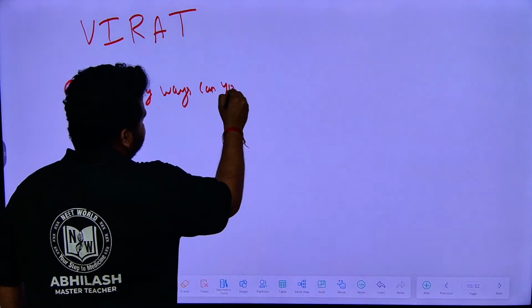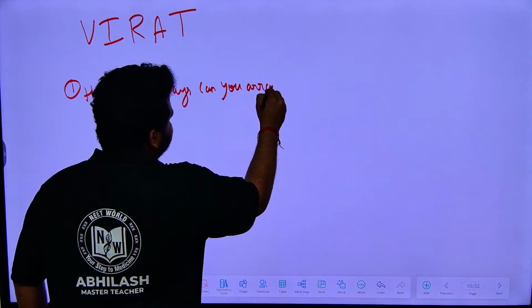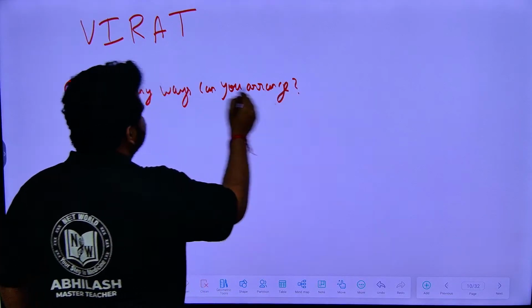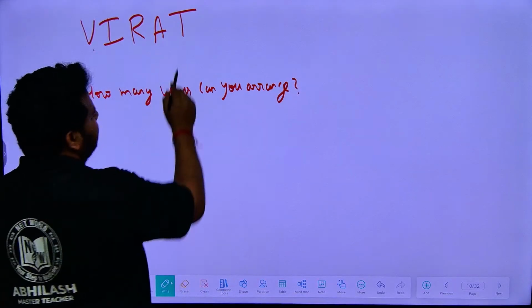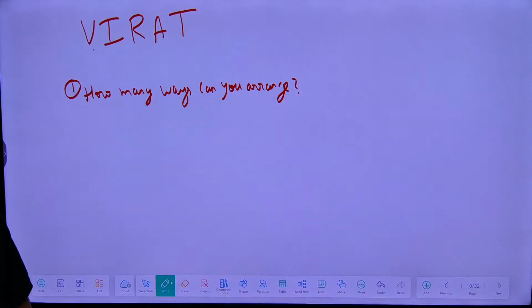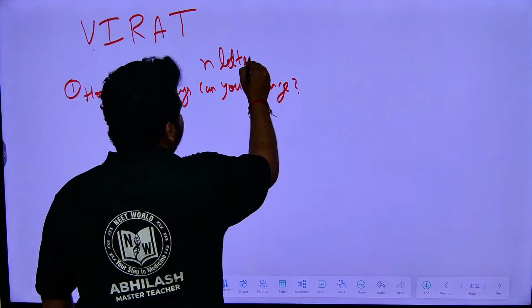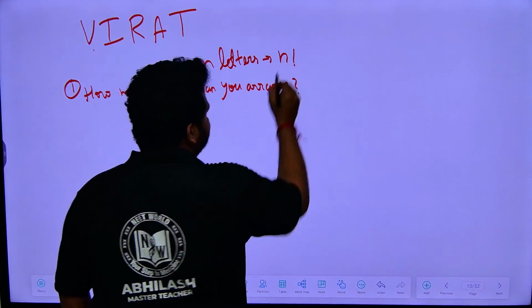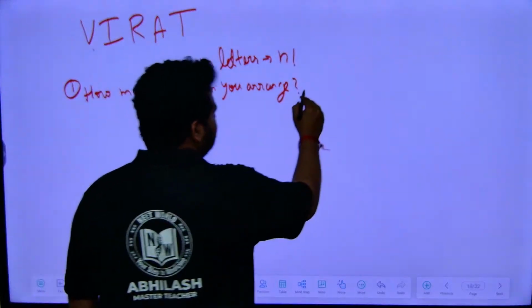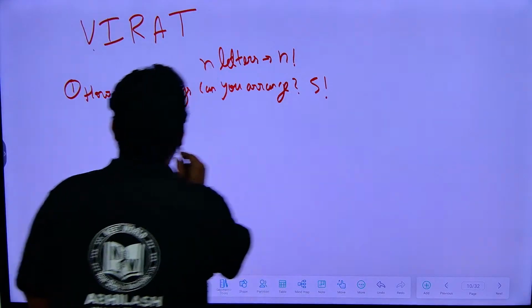How many ways can you arrange means, the number of letters is how much? 1, 2, 3, 4, 5. So in how many ways can you arrange? N letters means n factorial ways. So this will become 5 factorial. Suppose Virat means 1, 2, 3, 4, 5.